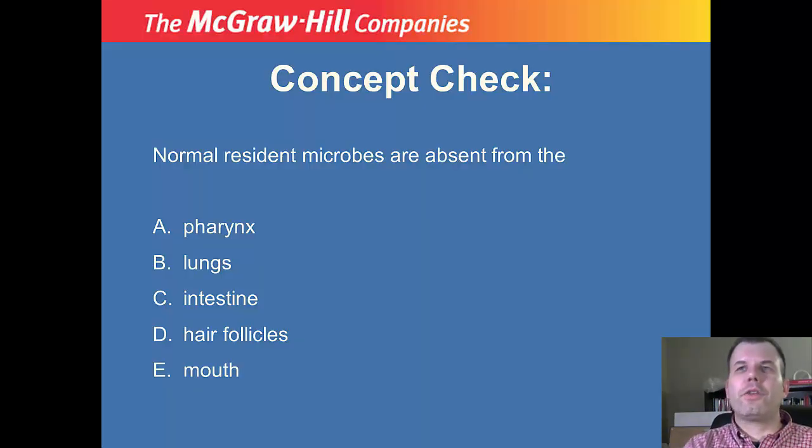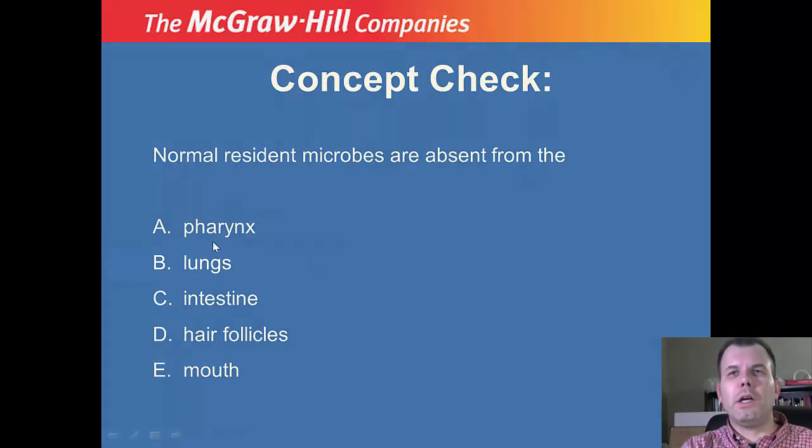All right, here's your first concept check. So, normal resident microbes are absent from which part of the body? Is it the pharynx, the lungs, the intestine, hair follicles, or mouth? I'll give you a second to think about that. All right, so think about it. Which one would be an internal tissue that you wouldn't expect microorganisms to get to?